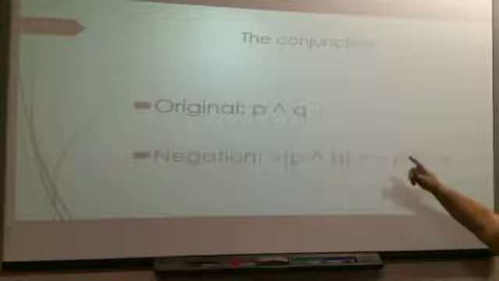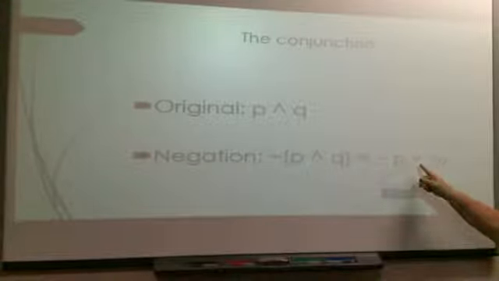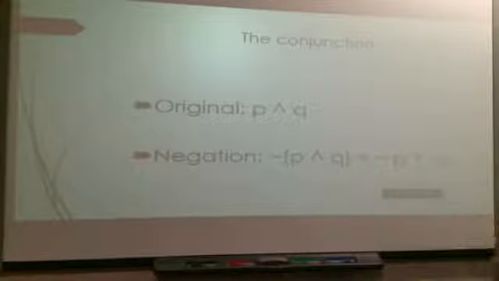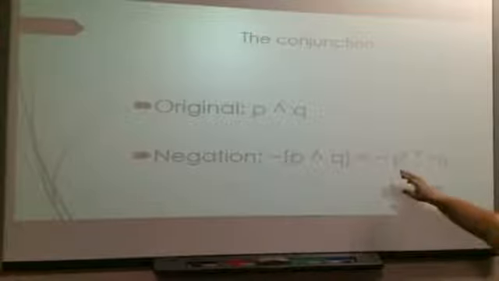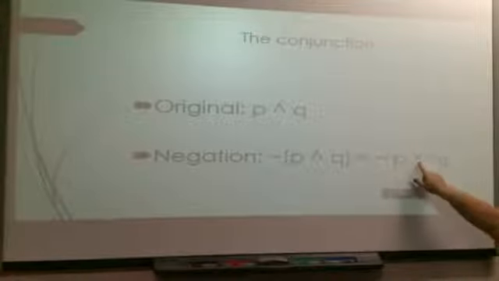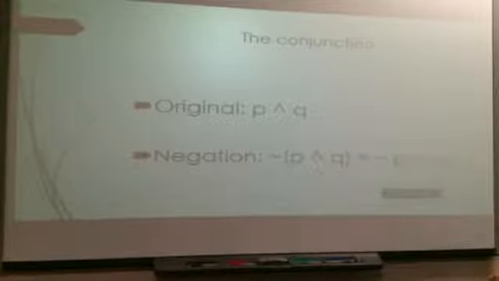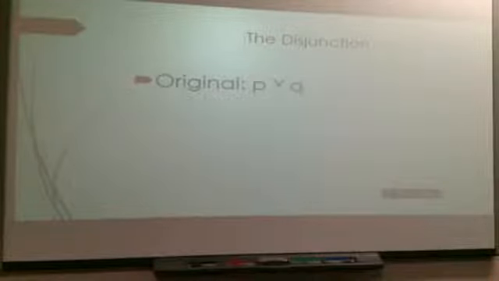It's nice, the ands negate to ors, and the ors negate to ands, so they flip. The only difference here is when you negate an and, you change it to an or, and both P and Q get negated also, to follow the rule. The next rule is if you want to negate an or. So if you had to guess, switch it to an and, and then negate both of them.